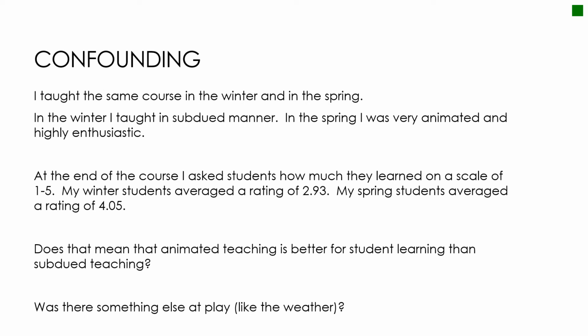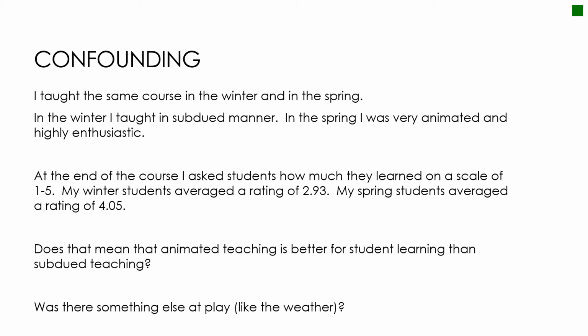Let's say I taught the same course in the winter and in the spring. In the winter, I taught in a very subdued manner. I was very tired, and so my teaching just wasn't on point. I was sort of boring. And in the spring, I was super excited. I was feeling better. I was animated and enthusiastic and ready to go. At the end of my course, I asked my students how much they learned on a scale of 1 to 5. My winter students said an average of 2.3. My spring students averaged a rating of 4.05.